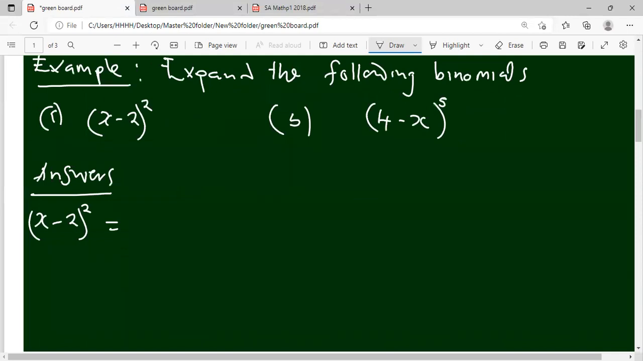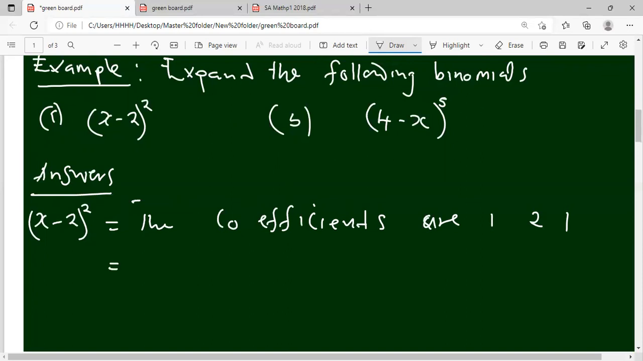So we have got the coefficients 1, 2, and 1. Okay, so this will be equal to the first one, it will be 1, open bracket. Then you get the terms inside the bracket: x and negative 2. So the first one will be x, the first term, raised to the highest power, which is 2. Then the next term is negative 2, raised to the power 0, because the highest power, which is 2, has already been assigned to the first term.